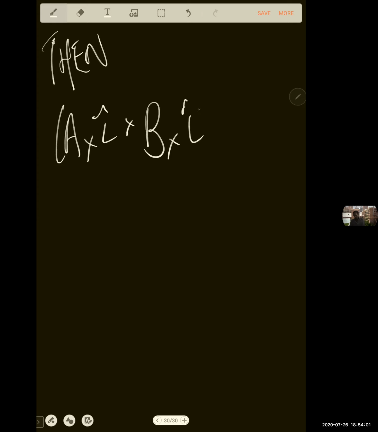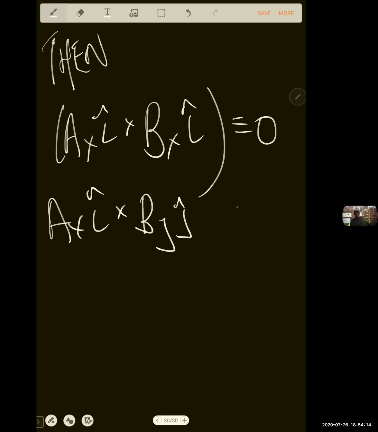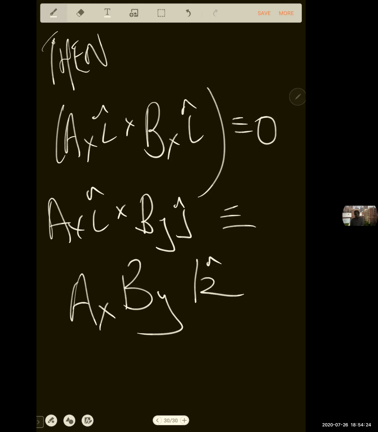Now I'm going to use that right here, and we are almost done, kind of. I'm going to say then, ax i hat cross bx i hat certainly will always equal 0. Every time I say one of these, I do mean hat. But ax i hat cross by j hat, what's that going to equal? That is going to equal ax by k hat. You see what I'm doing? And I'm going to do that for all the terms.